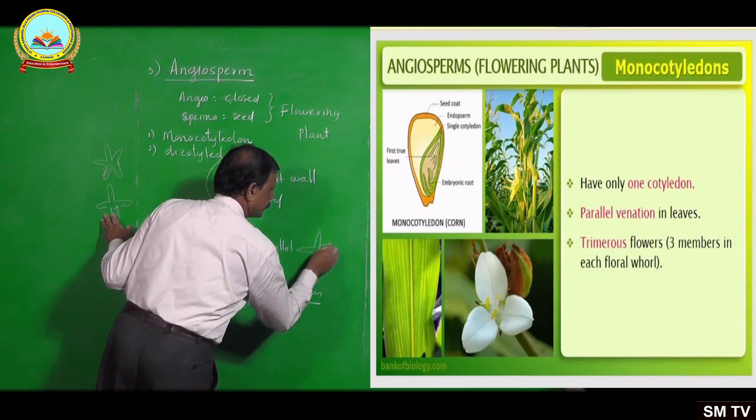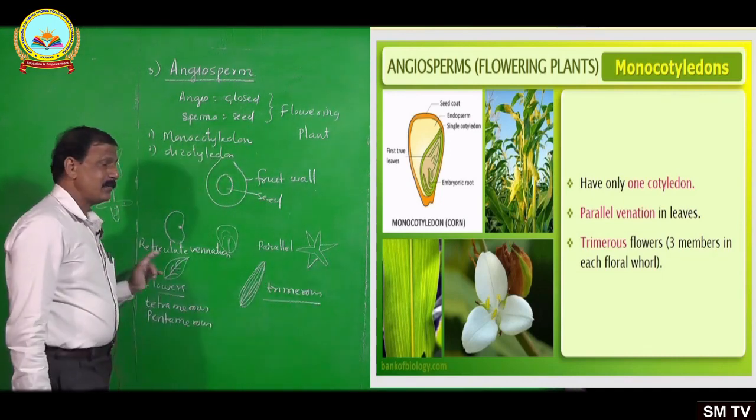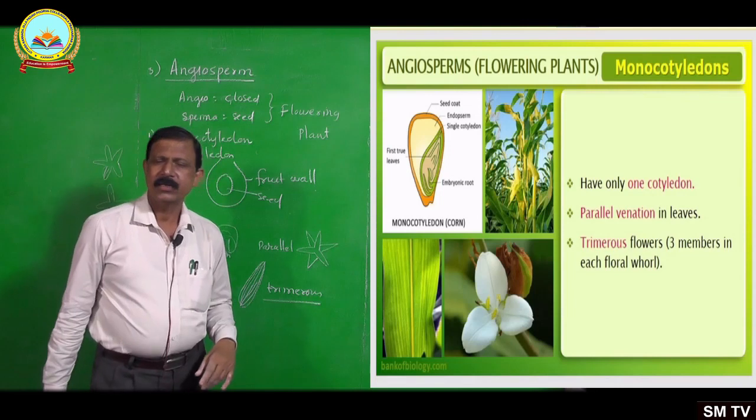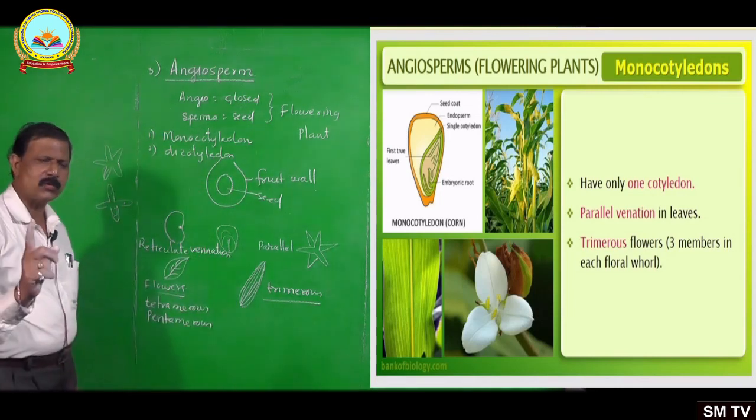So and then another three, so that is trimerous: above three, below three, and that results in the trimerous condition. Now I think you understood.